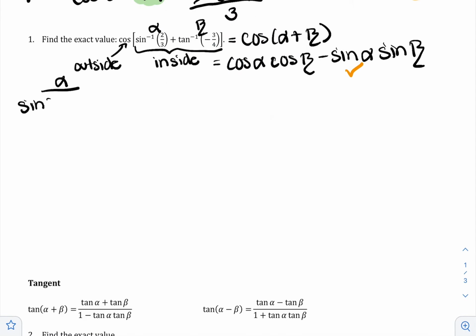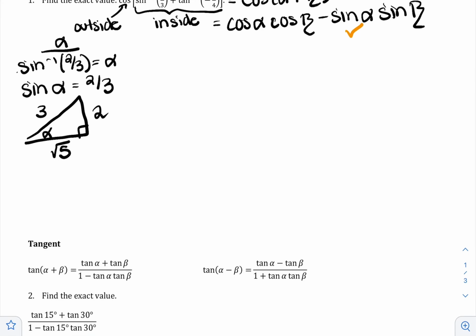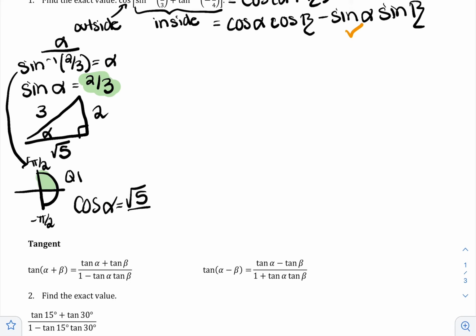So I have the sine inverse of 2/3 is equal to alpha, which means that the sine of alpha is 2/3. So I can draw my triangle. Here's alpha. Opposite over hypotenuse. So 9 minus 4 will give me the square root of 5. Now sine inverse is restricted from negative pi over 2 to pi over 2. That's your output. And because 2/3 is positive, it's going to be in quadrant 1, because sine in quadrant 4 is negative. So that gives me the cosine of alpha is a positive square root of 5 over 3.